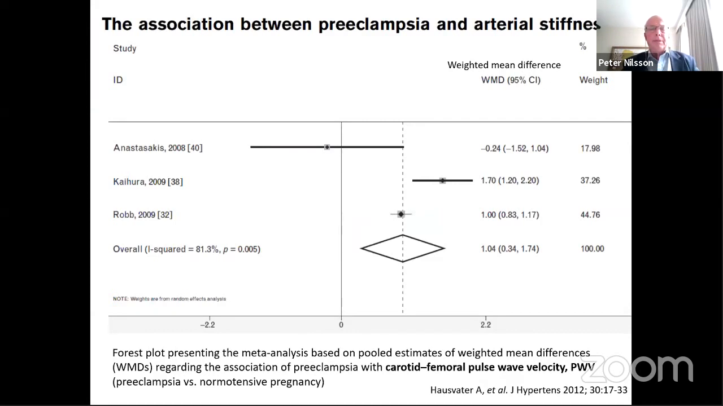Also, preeclampsia is of importance, as preeclampsia is a dangerous condition in pregnant women with high blood pressure, edema, and proteinuria. You know it very well, and it will also affect pulse wave velocity, which could be a factor harming these women in later life, also their children.